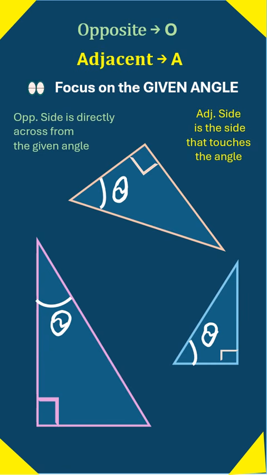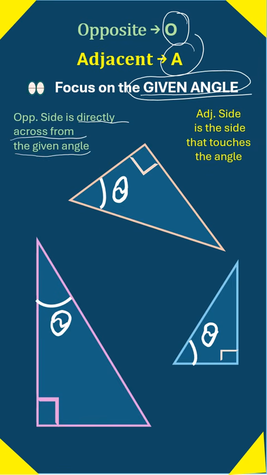I will use the letter O to represent the opposite side, and the letter A to represent the adjacent side. To find the opposite side or adjacent side, we need to focus on the given angle. The opposite side is directly across from the given angle. The adjacent side is the side that touches the angle.